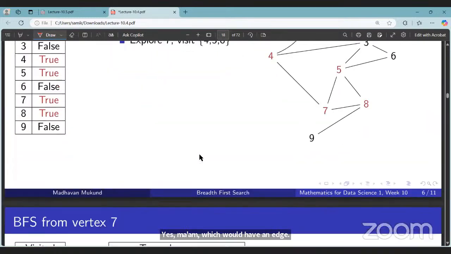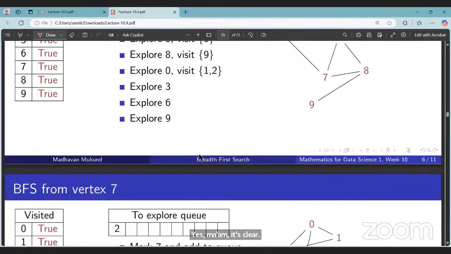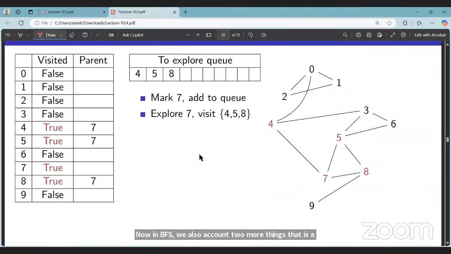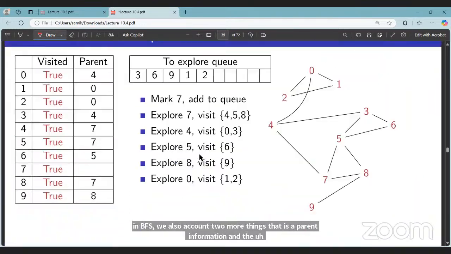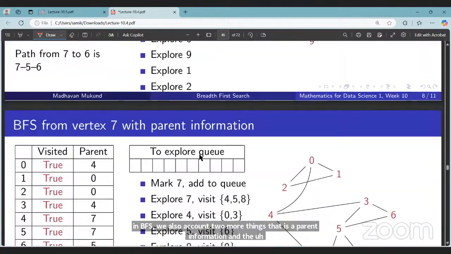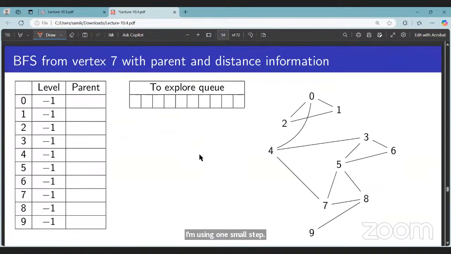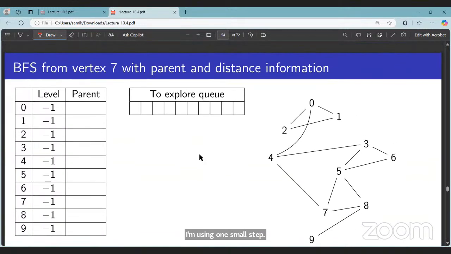Yeah. Now in BFS, we also account for two more things, that is parent information and level information. So I'll explain both using one single step. Parent information is nothing but the vertex from which we are reaching that particular vertex.